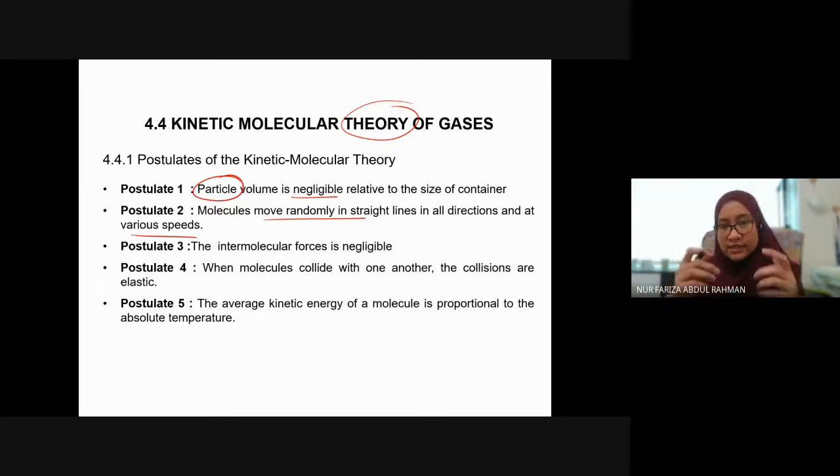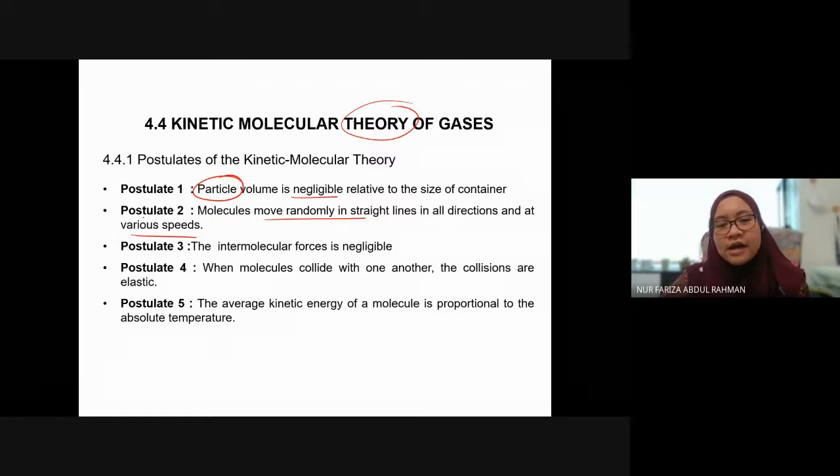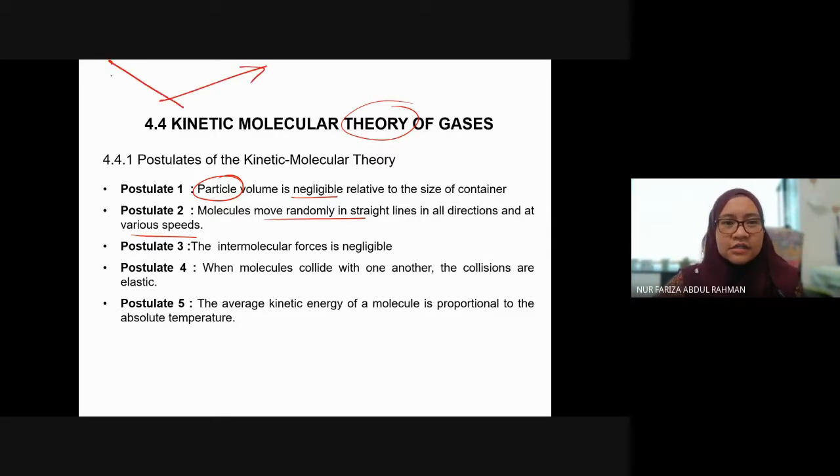So the reason, dia punya sebenarnya justification is because there's no intermolecular forces. So that is why dia boleh move randomly in straight line. Straight line ke sana, ke sini, straight line. Kalau ada intermolecular forces, it will not be like this. Dia mungkin akan macam tu ke, dia turun ke macam tu, dia akan pergerakan dia tu differently. Okay, so postulate number 3, the intermolecular forces is negligible. This is the core.